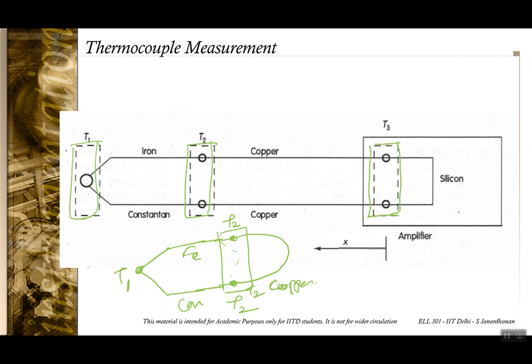Now again, since an amplifier is needed, this has to be again connected to a silicon substrate, or the silicon circuitry, and that junction is kept at T3 between copper and silicon. That is being displayed here. Now let's see what is happening in this case.